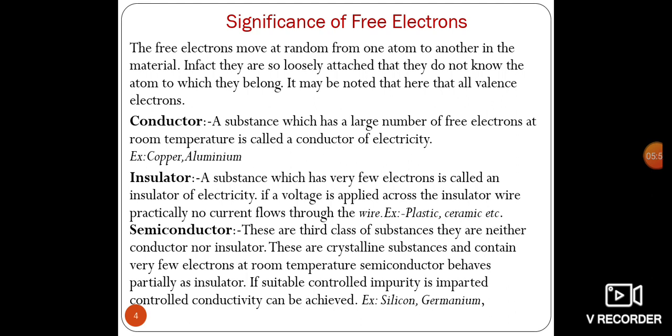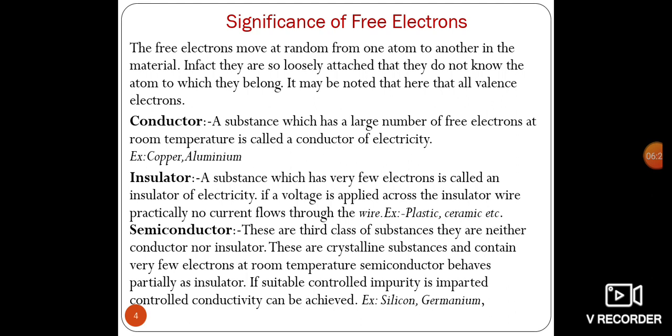They are always flowing in the conductor, and because they are so loosely attached, we can't say which electron belongs to which atom. It may be noted that valence electrons may be free electrons, but all valence electrons are not free electrons. Some of the valence electrons can be free electrons, which is the important point to be noticed. Conductor. A substance which has a large number of free electrons at room temperature is called a conductor of electricity.